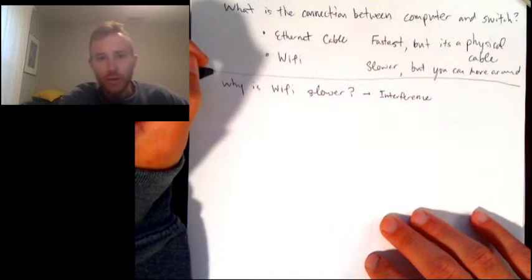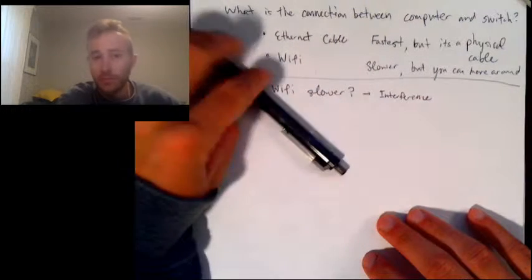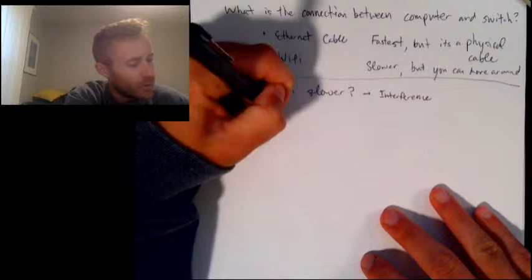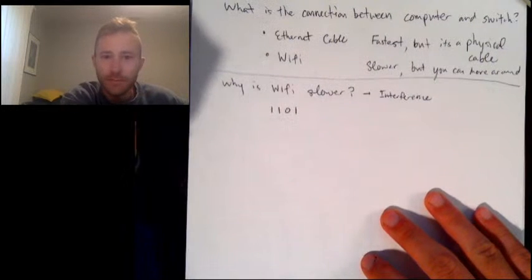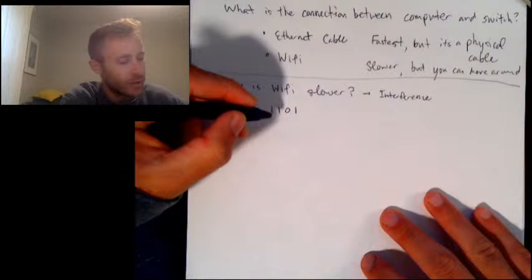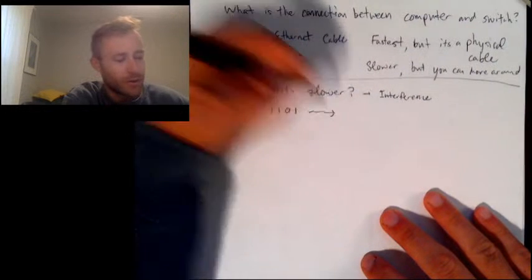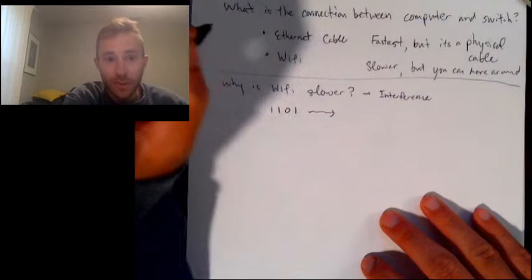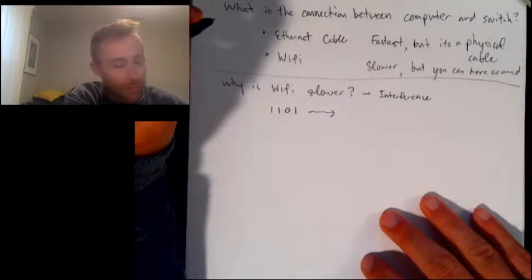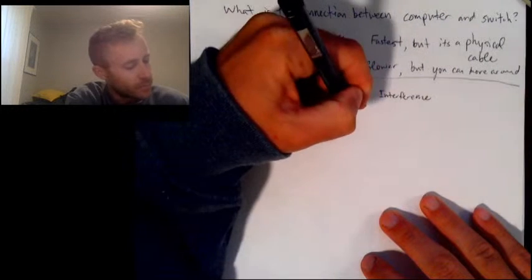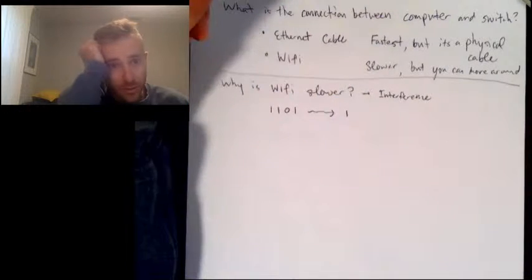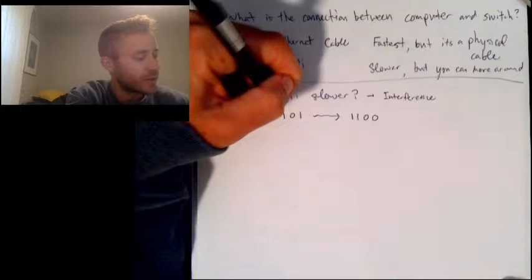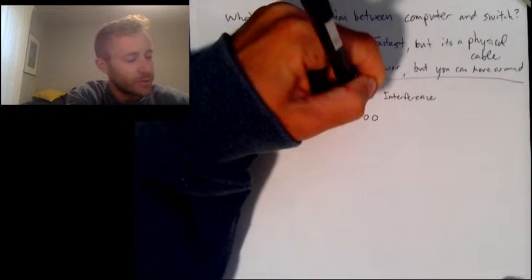Okay? So when you send a message over Wi-Fi, you're sending a string of ones and zeros. So maybe you meant to send 1101. That's the message you're trying to send. But in the process of sending it, some of the bits get interfered with, and so the message that's received is not the same as the message that was sent. Maybe this is what was sent and this is what was received.